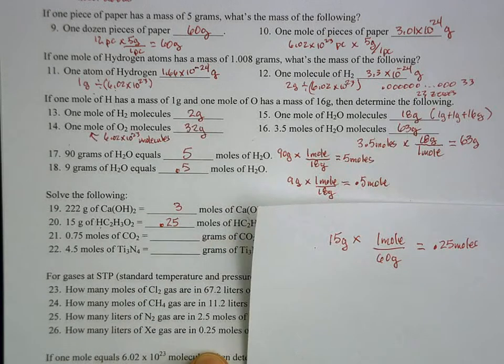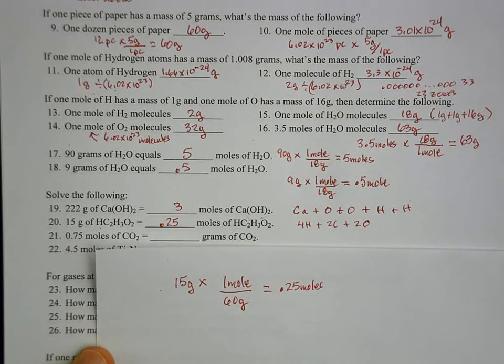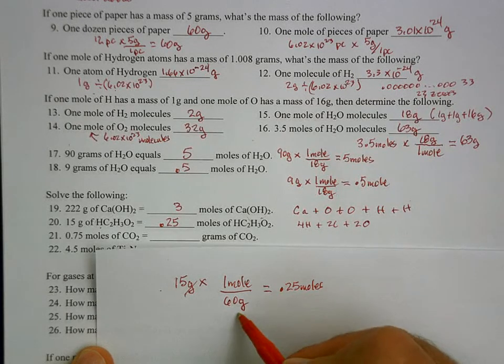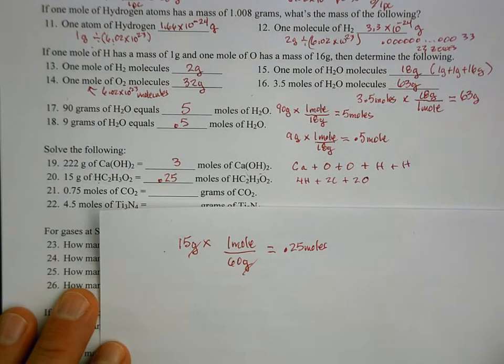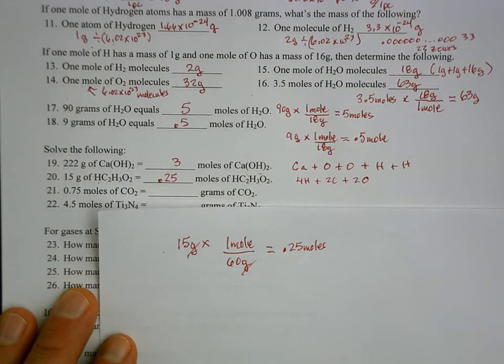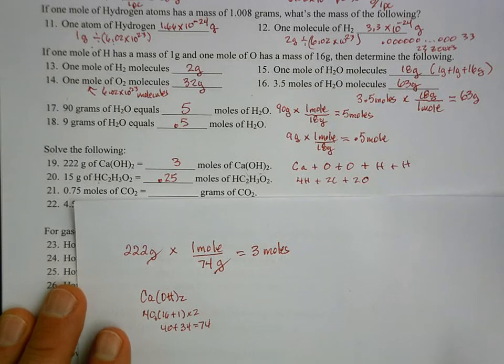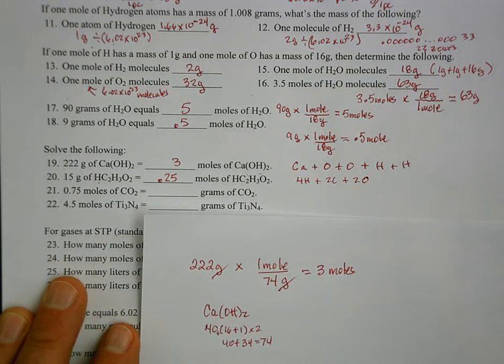And again, this is what I mean by showing my work, where I started and changing it into the moles. The grams, of course, gets canceled out. So essentially, both 19 and 20 were what I call divide problems, because the top was 1. So 15 times 1 and then divide by 60. So it's really just a divide problem. Same thing with 19. That was 222 divided by the 74. Every time we start in grams and want to go to moles, it's going to be a divide.